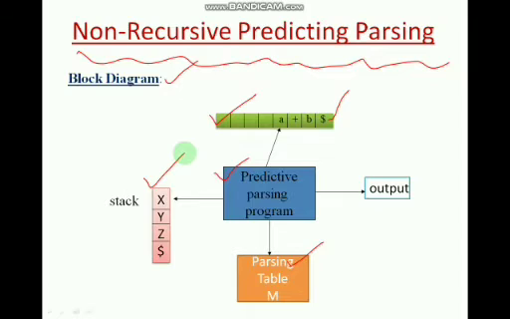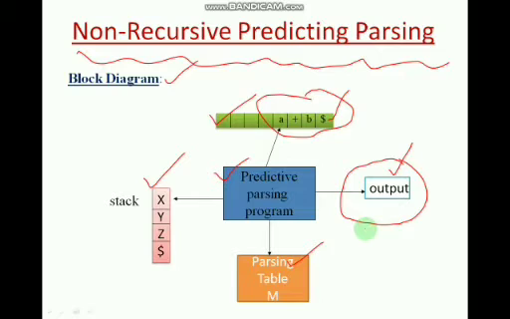The stack is used to keep grammar symbols during parsing, and it provides you output. That means in output it provides you the production rules that are used for making successful parsing of this input string. So in this way it has these components.